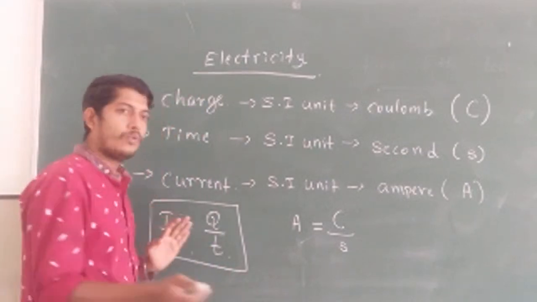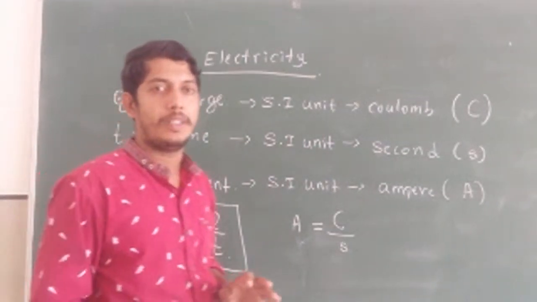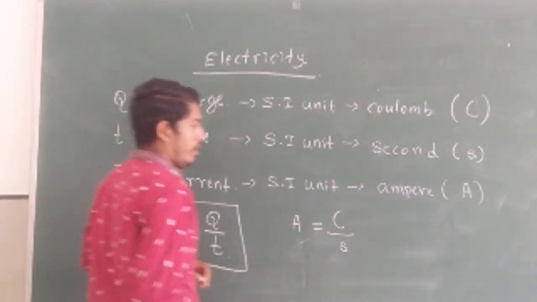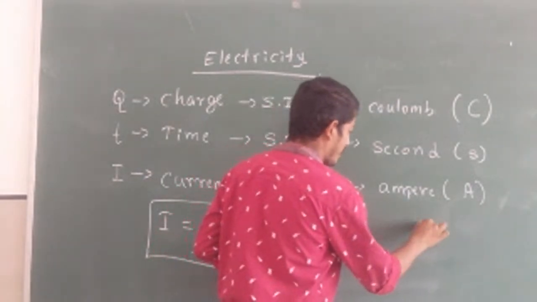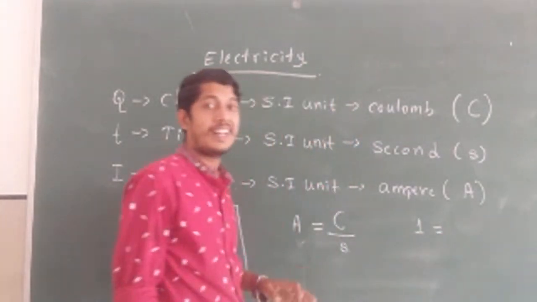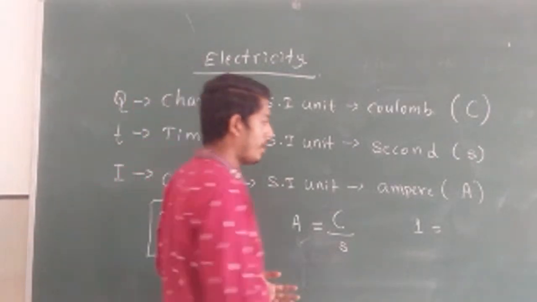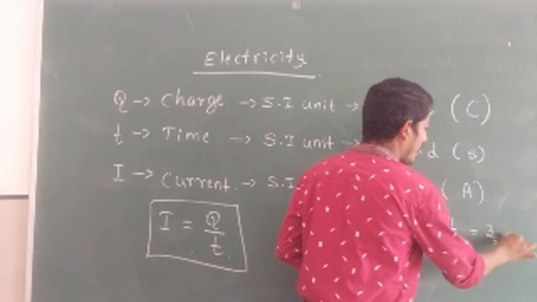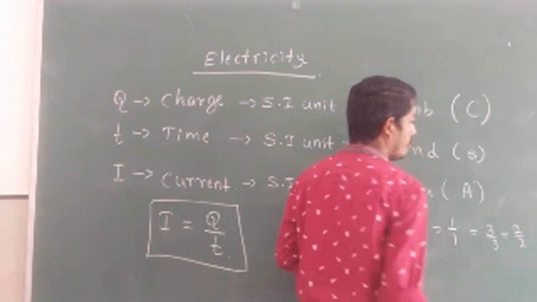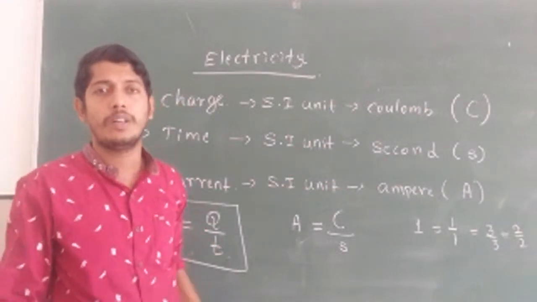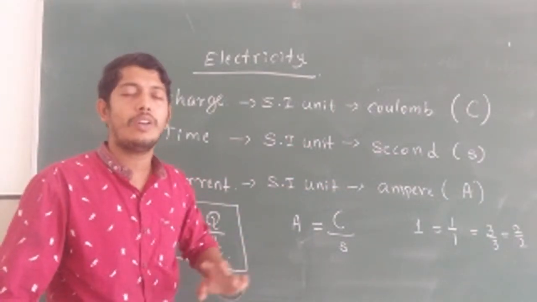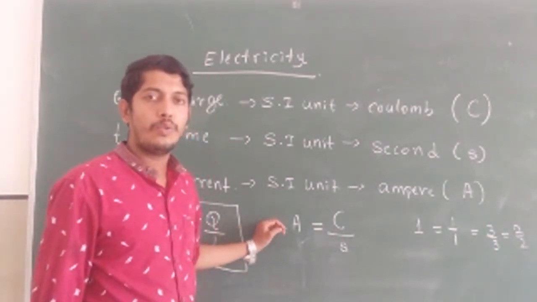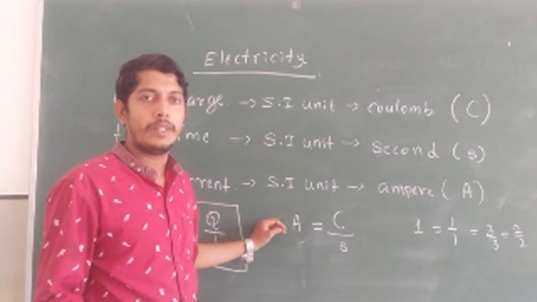Then one question arises: what is meant by 1 ampere? If you consider 1, there are many possibilities to get 1. For example, we can write 1 divided by 1, or 3 divided by 3, or 2 divided by 2. Like that we can continue, or we can consider negative terms, minus 4 divided by minus 4. In all these cases, we get 1 as the answer. Similarly, what is meant by 1 ampere?